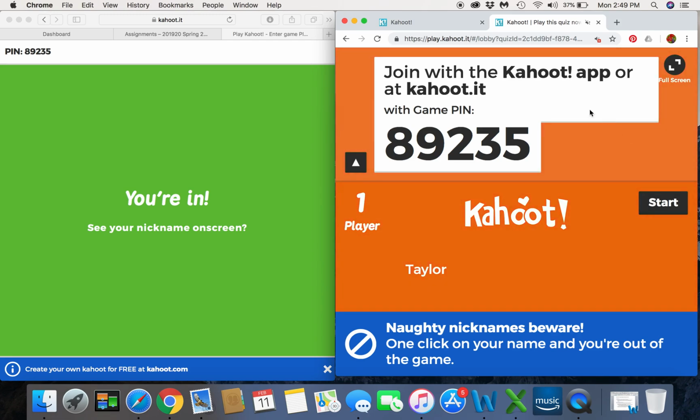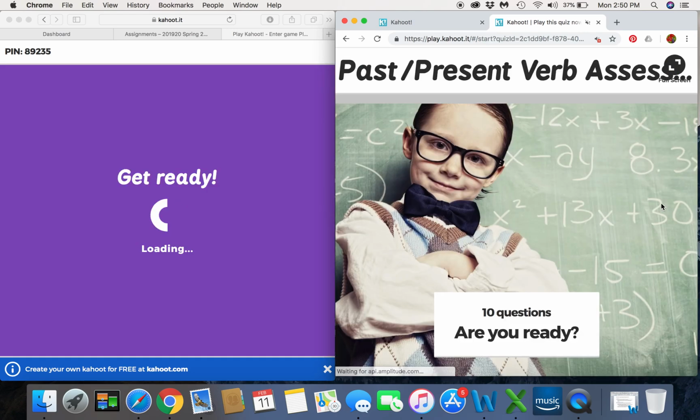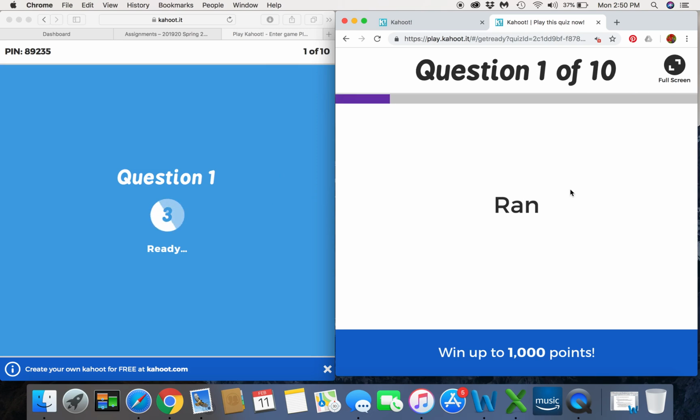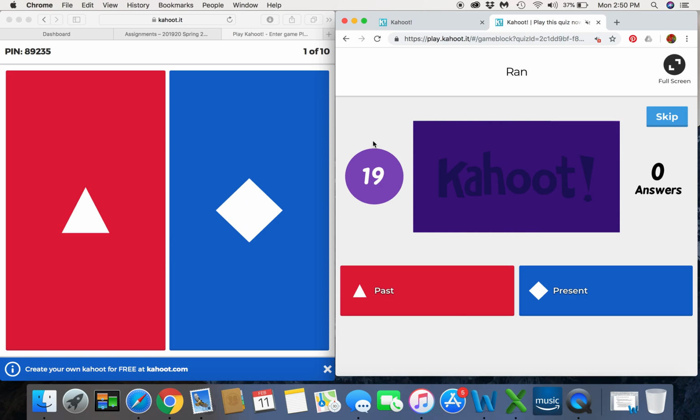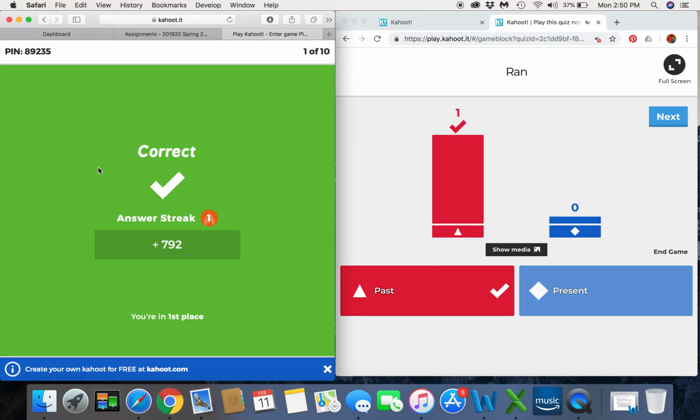In a typical classroom, this screen would probably be best displayed on a PowerPoint or smartboard so that the students could see it throughout the game. The teacher would click start. And then our word would pop up on the smartboard. The student would have to select whether it is a past or a present verb, so they would hit the corresponding symbol and color. And the teacher would see the results.